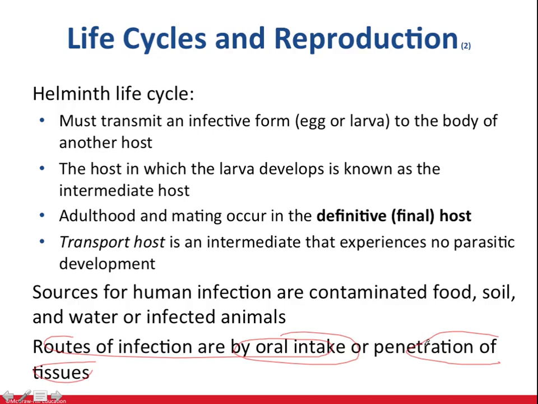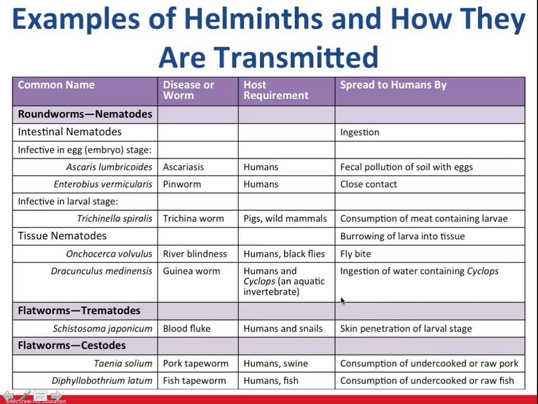That's really disgusting. So this is the diagram of the helminths. For example, Taenia solium is the pork tapeworm. It can infect both humans and pigs. If we eat uncooked raw pork meat, we can get these infections. So that's why it's important to cook the meat.